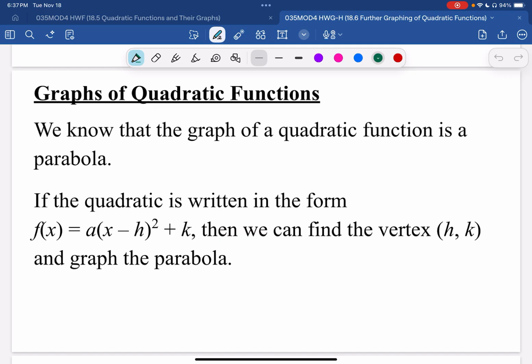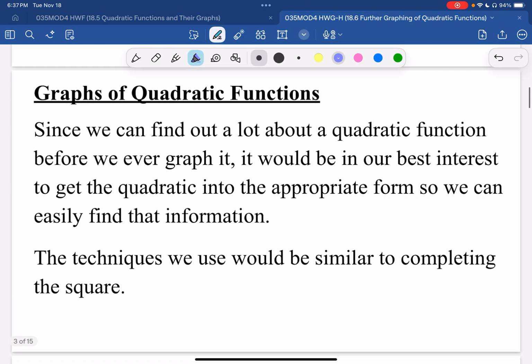And if that quadratic function is written in the form of f of x equals a times x minus h squared plus k, it's pretty easy for us to pull out that vertex because we just use the values h and k, and that gives us the vertex (h, k). We can use that to graph the parabola, and from there it's pretty simple. But sometimes we don't have it in that form.